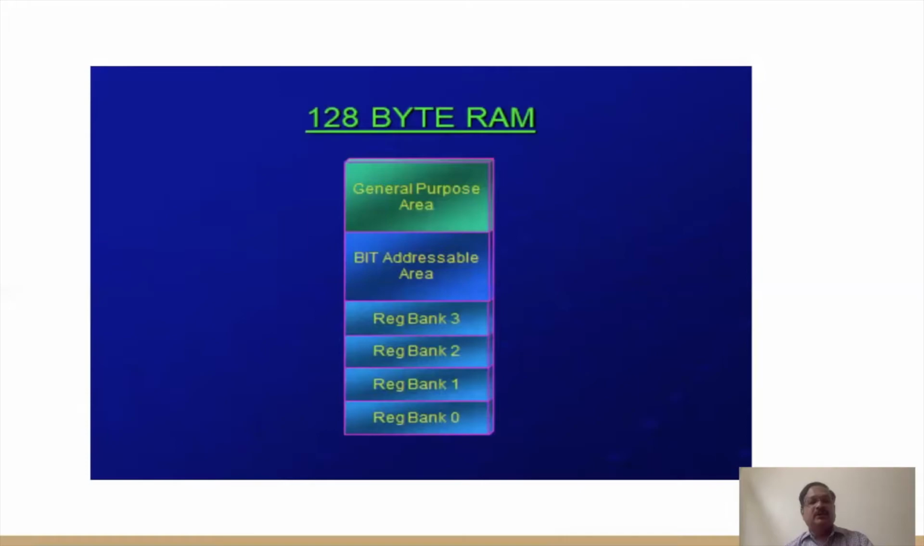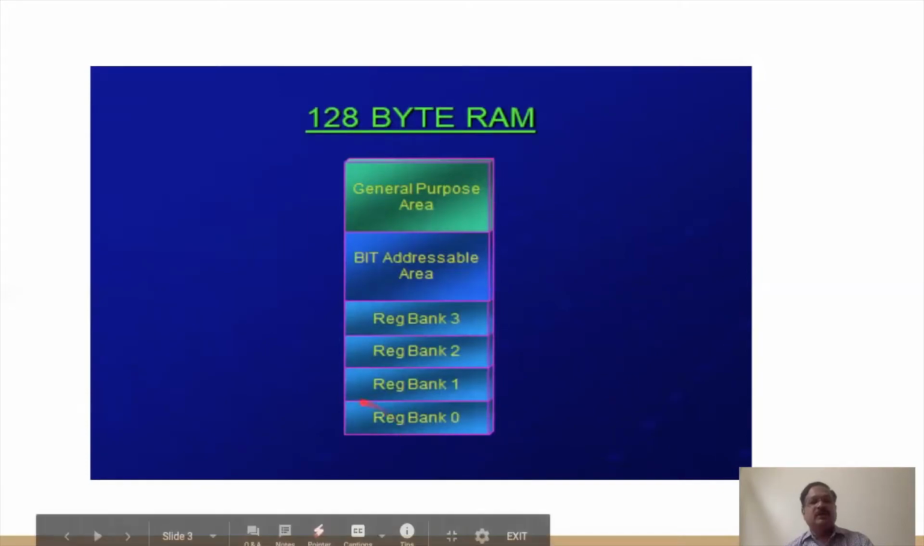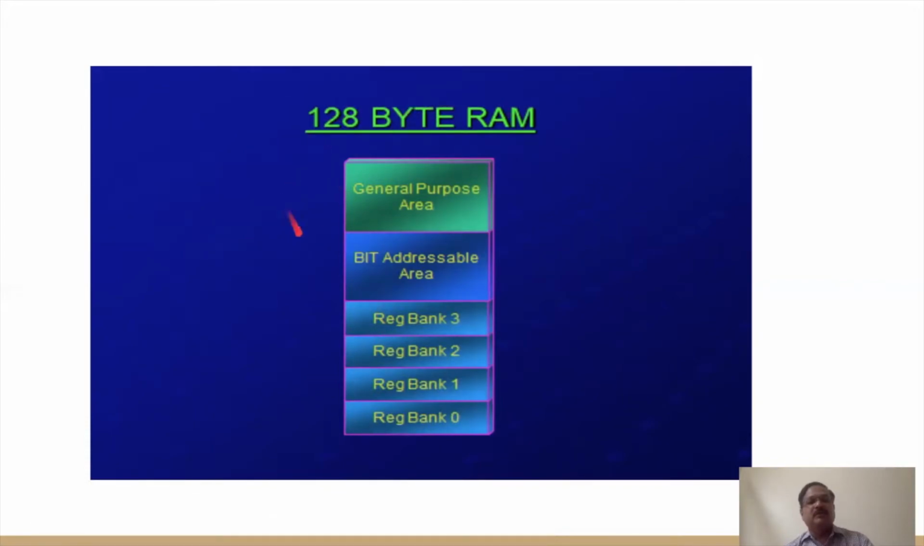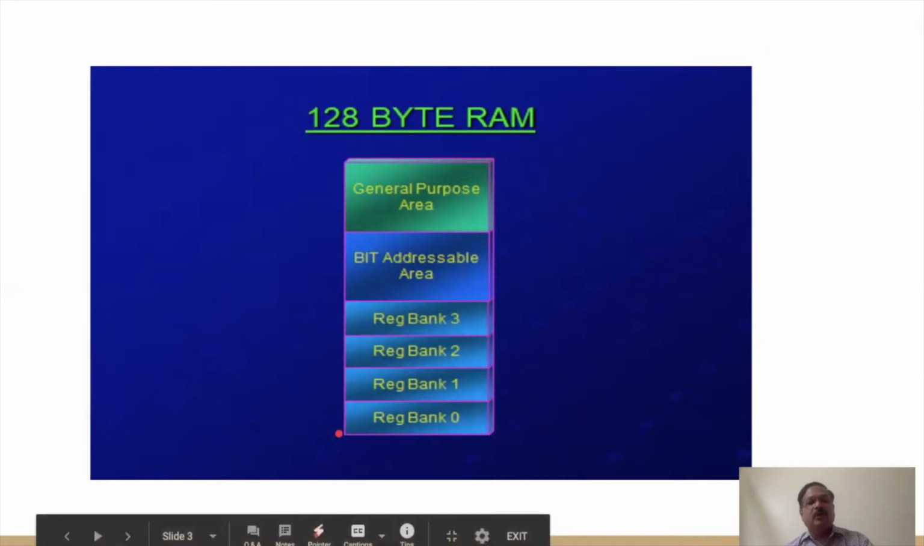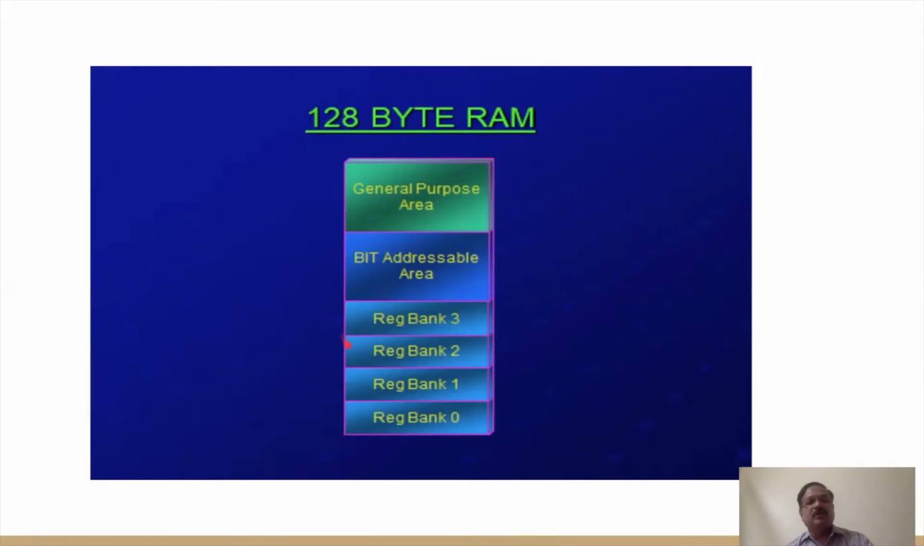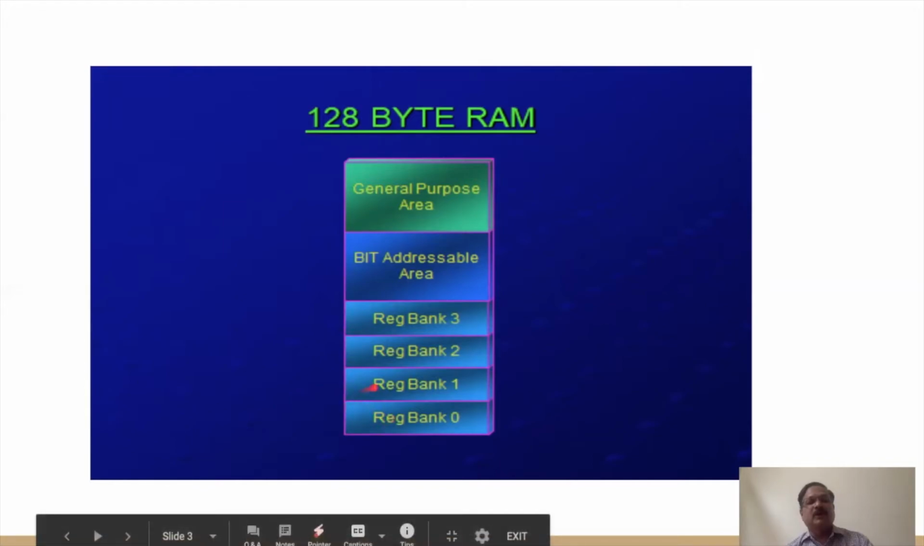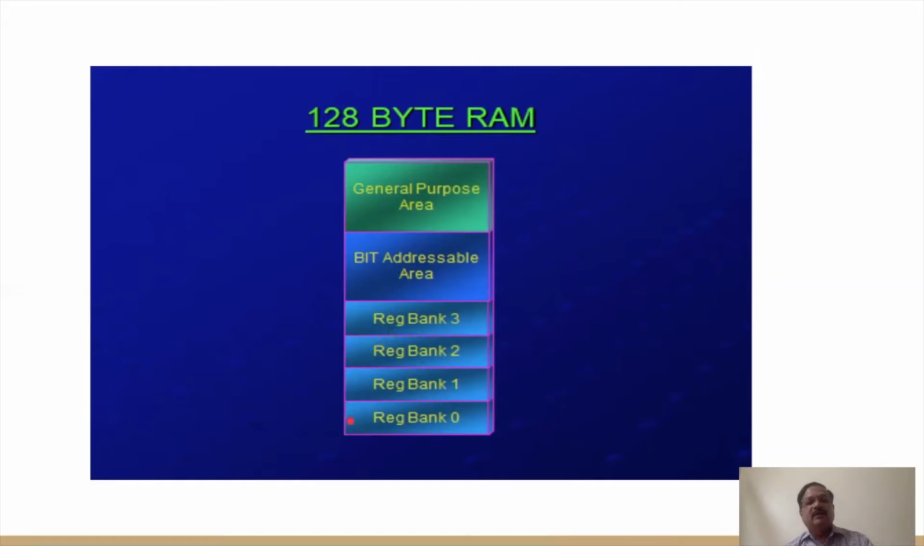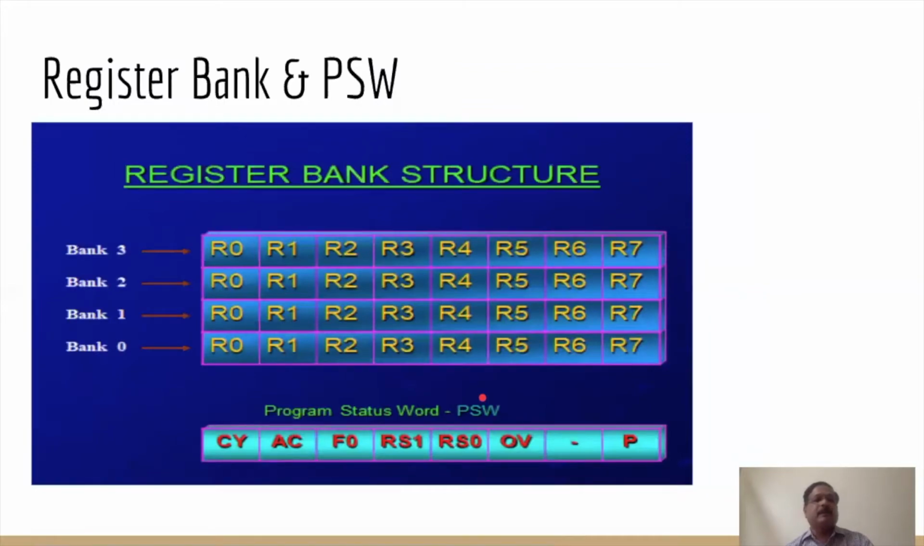Now here it shows the general purpose registers. They are stored in the 4 register banks. In the on-chip 128 bytes of RAM, you can find that the lower memory locations are occupied by the 4 banks: 0, 1, 2, and 3. And there are 8 general purpose registers in each bank. You can see in this next slide. Here bank 0 has 8 registers from R0 to R7. Similarly, bank 1, bank 2, and bank 3. Now, these are used for general purpose.